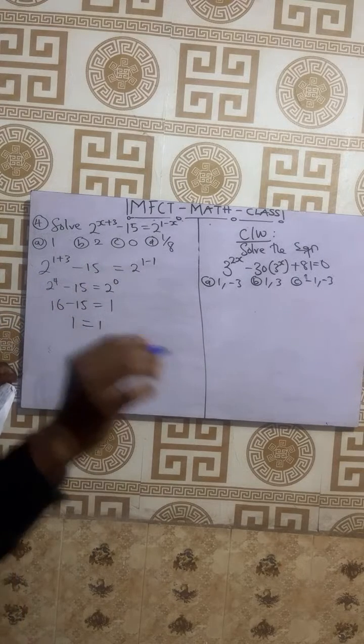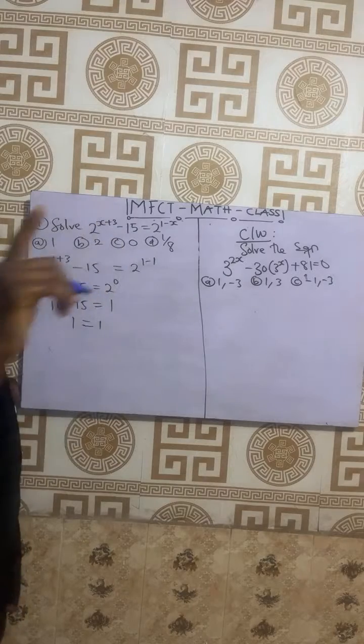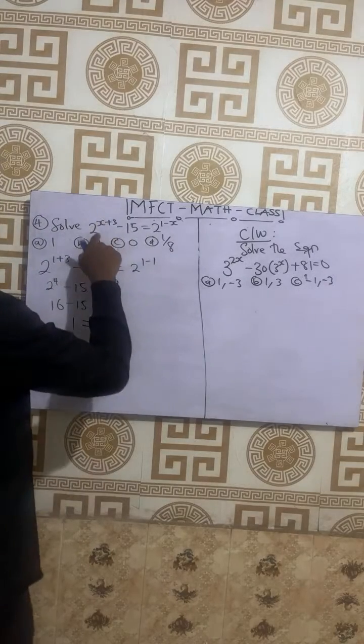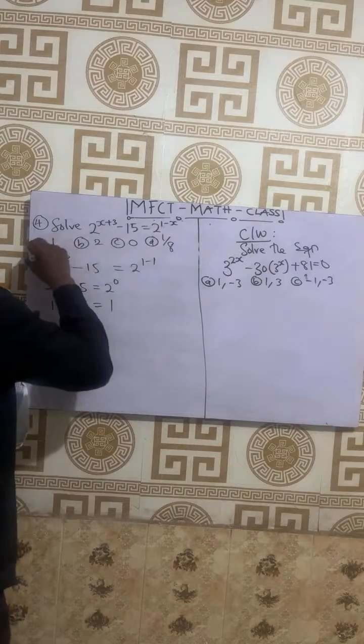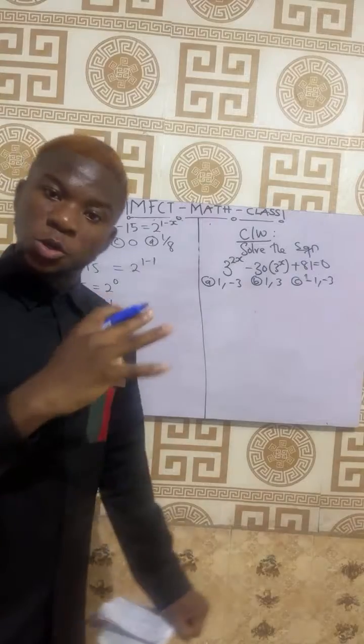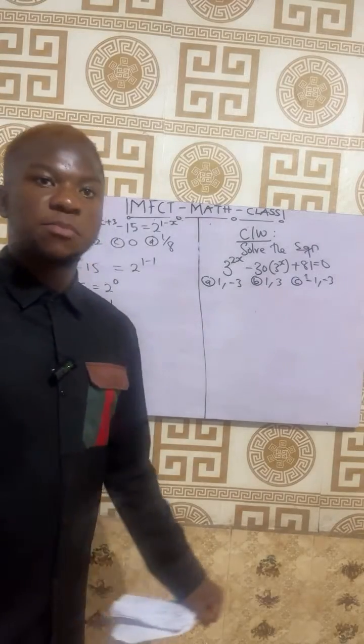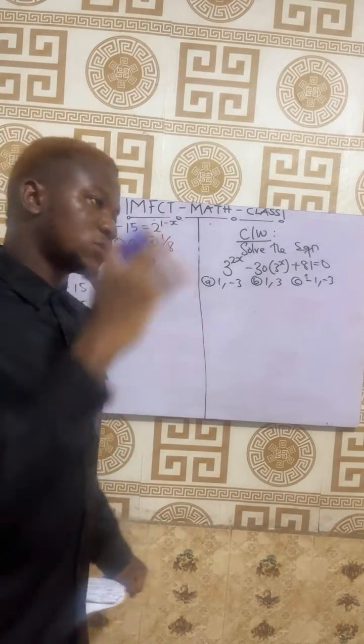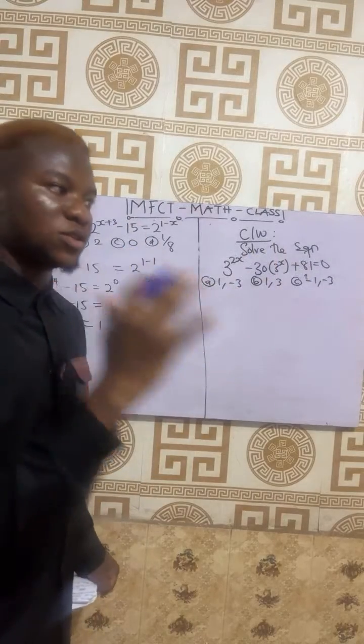So this simply means that if I substitute the value for x as 1, I'm going to get the same value for my left-hand side and for my right-hand side. Then option A is correct. That is the beauty of this trick. No calculator, no long step, nothing, just go straight to the point.